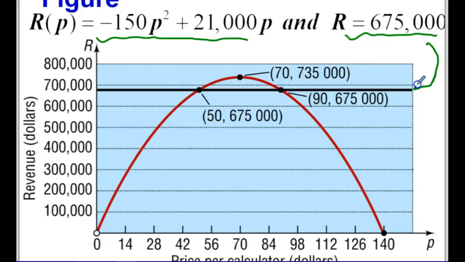So you'll see this is this line right here. So anywhere that I cross here, my intercepts would be 50 and 90. So you see anywhere between these two prices, I make at least that much revenue. And that's what that question asked me. So I need to charge between $50 and $90 per calculator in order to make at least the $675,000.